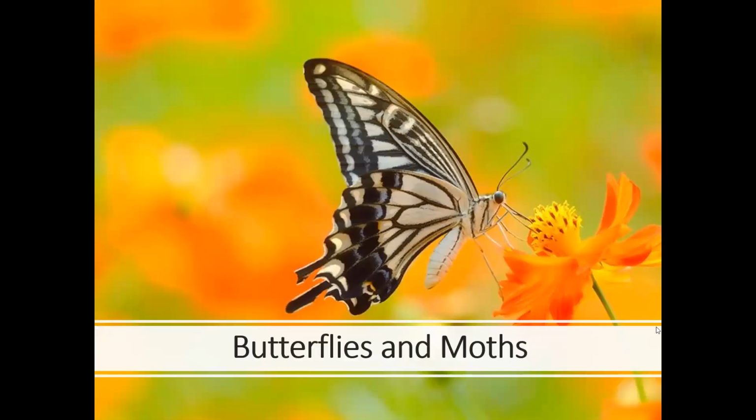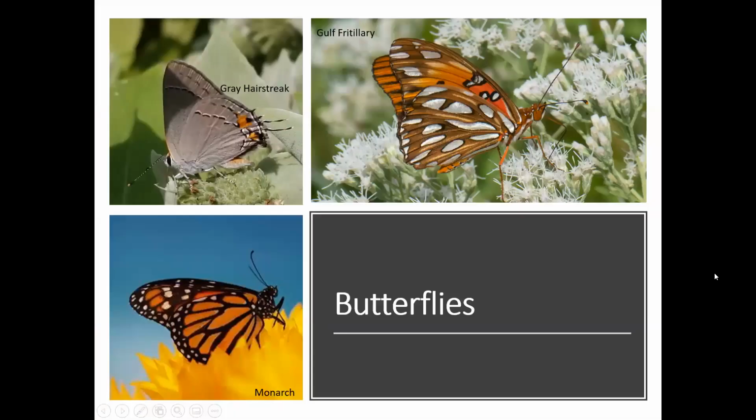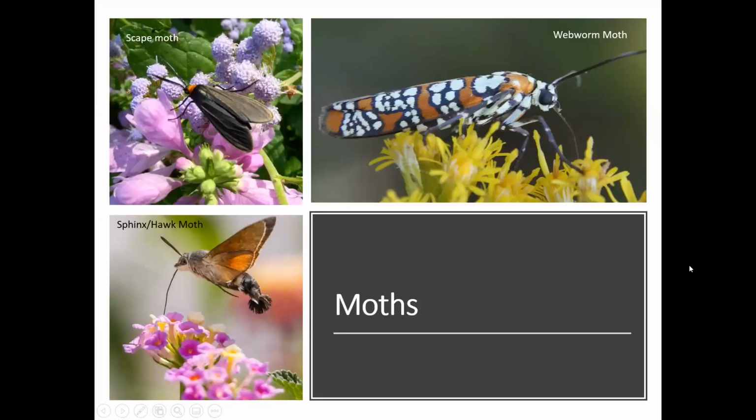All right, butterflies and moths. So for butterflies, we have an example of the Gulf fritillaries, which we're seeing a lot of now, gray hairstreaks, and of course monarchs. And moths: you have scape moths, webworm moths, and then of course the sphinx or hawk moth. So those are your tomato hornworms.